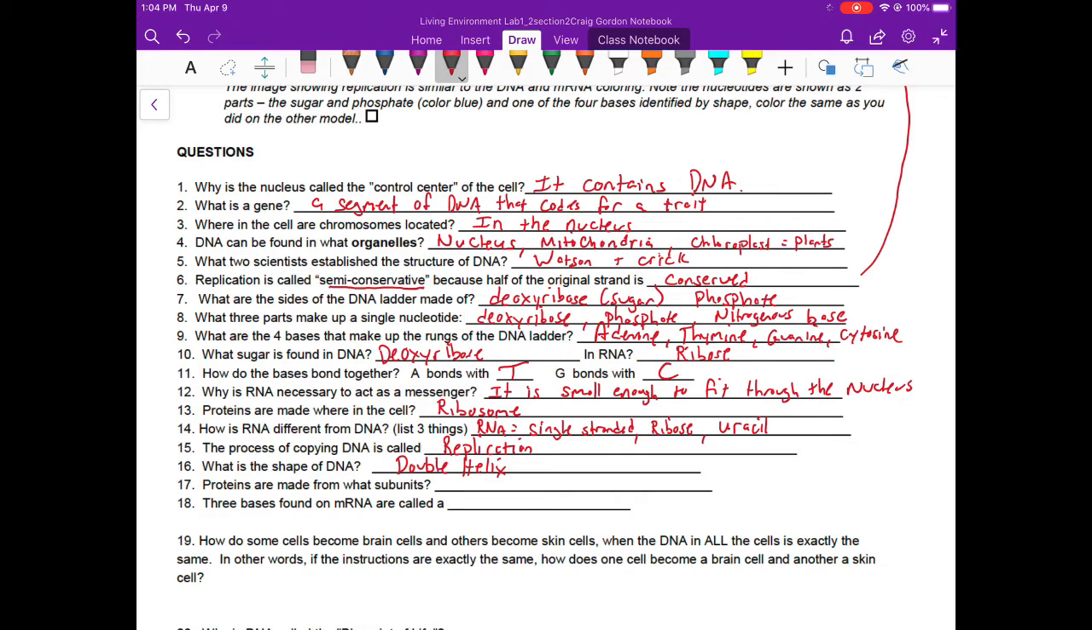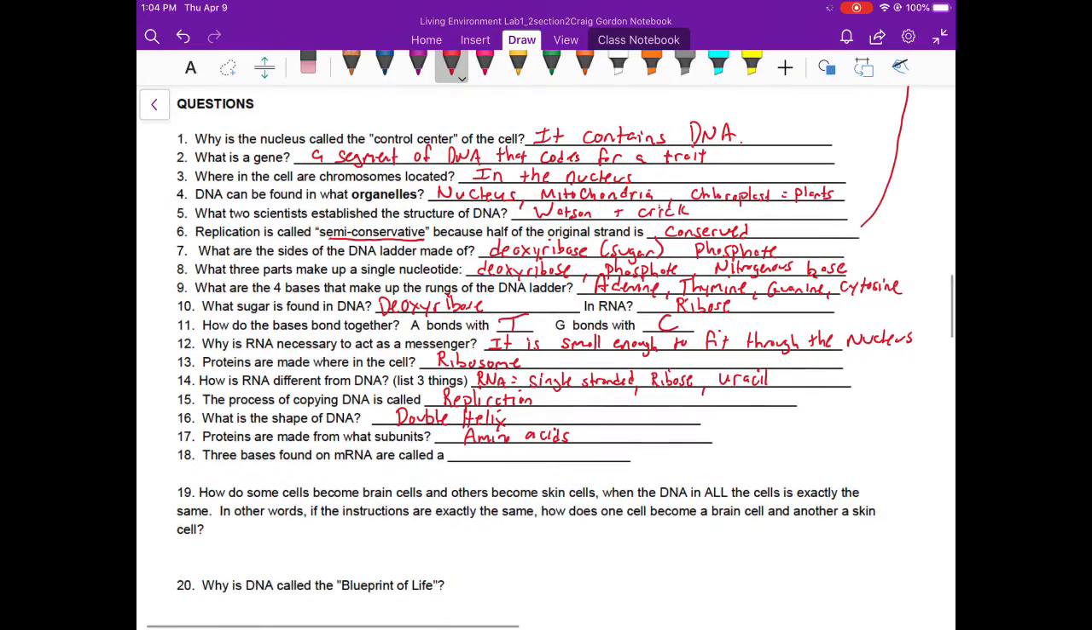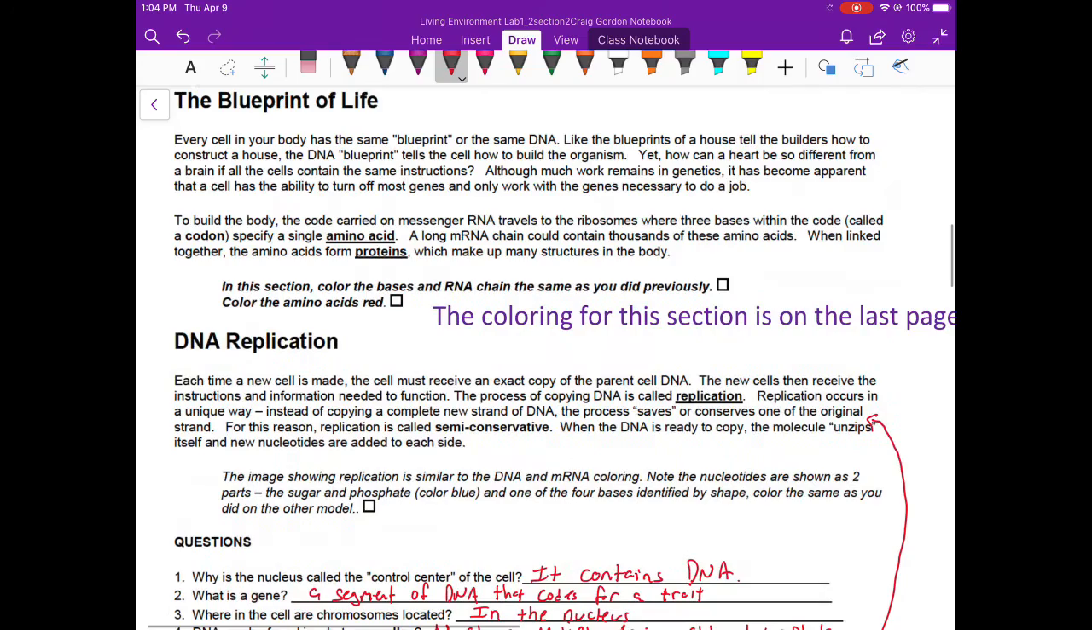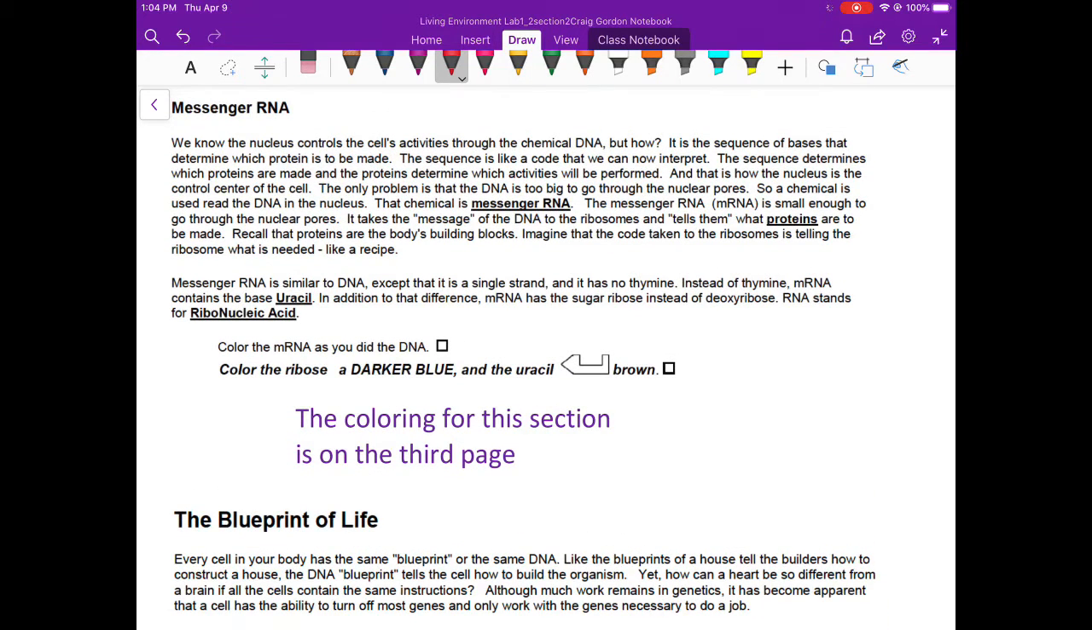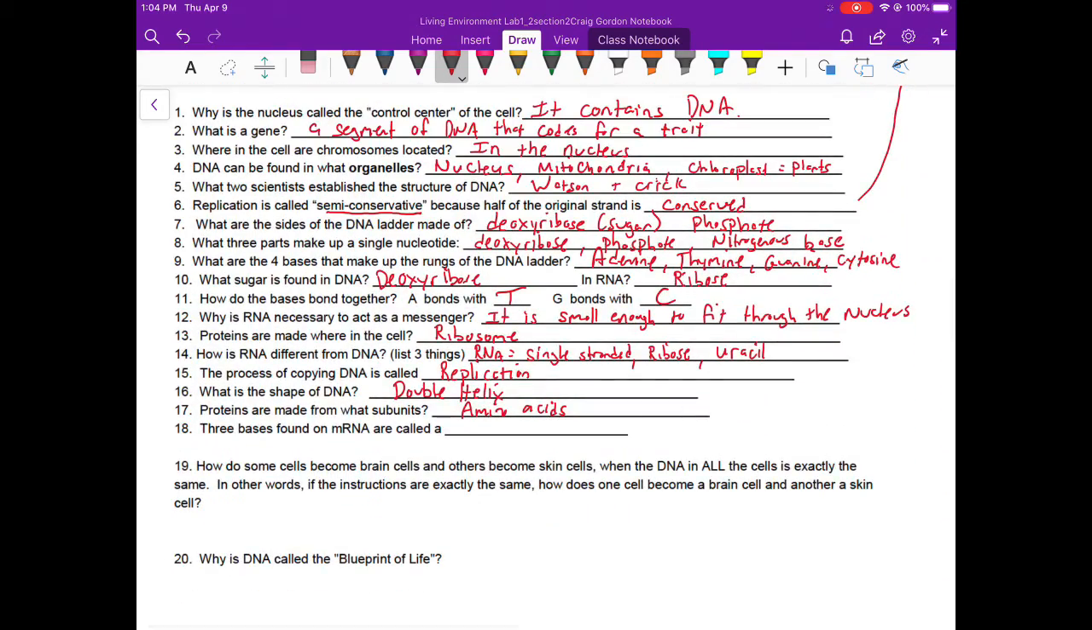Proteins are made from what subunits? Amino acids. And the 3 bases found on messenger RNA are called... I don't know, what are they looking for there? I thought it was asking for the 3 bases there. So now I'm reading through. Oh, it's a codon, duh. I didn't think this would go that far.